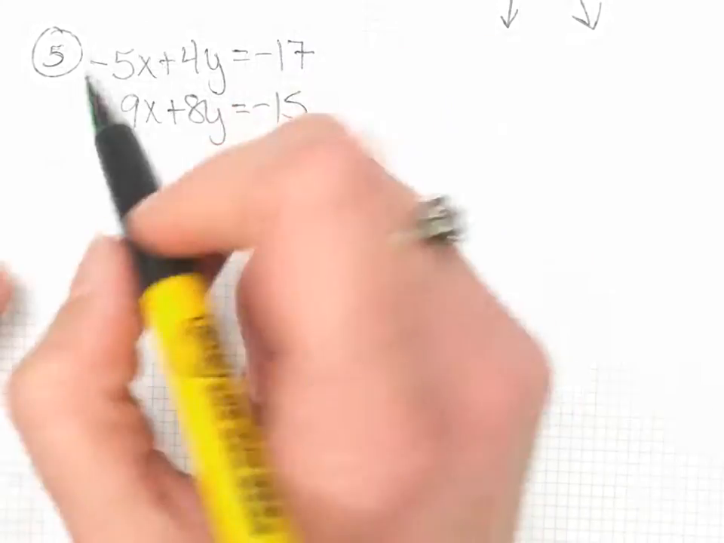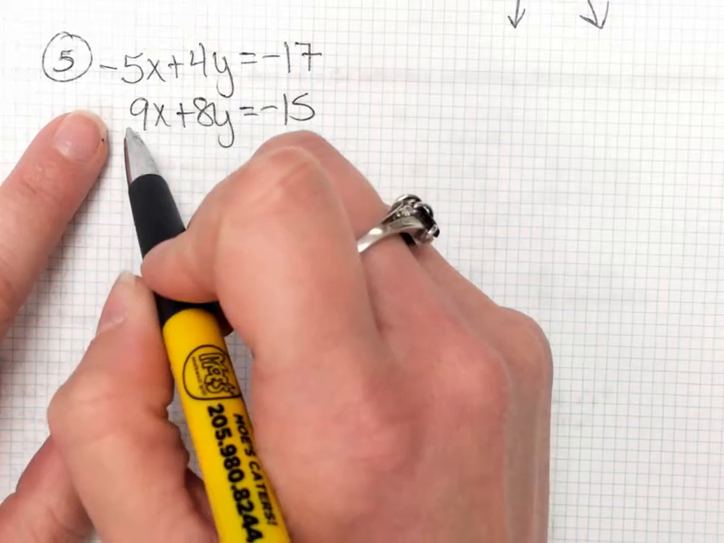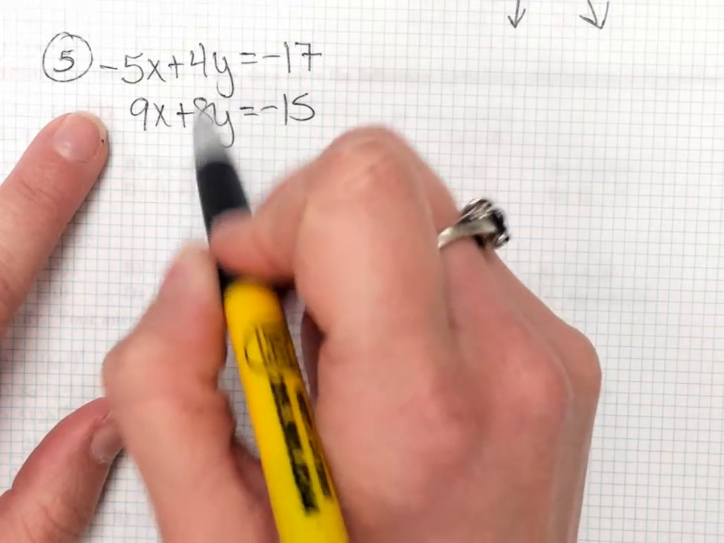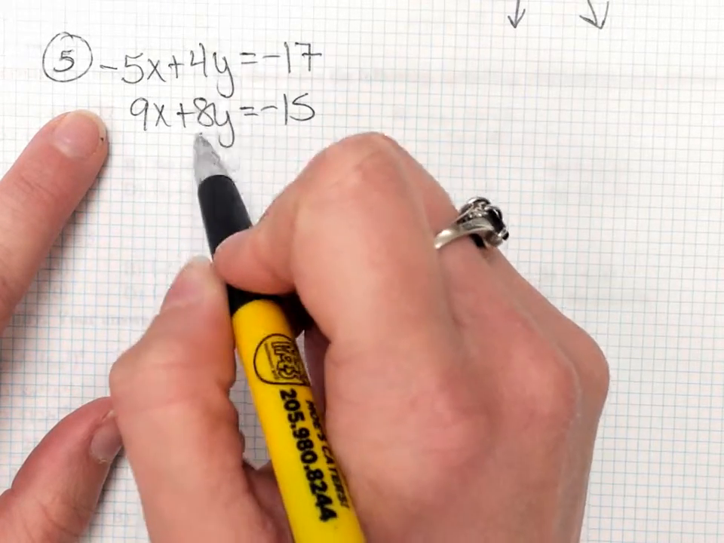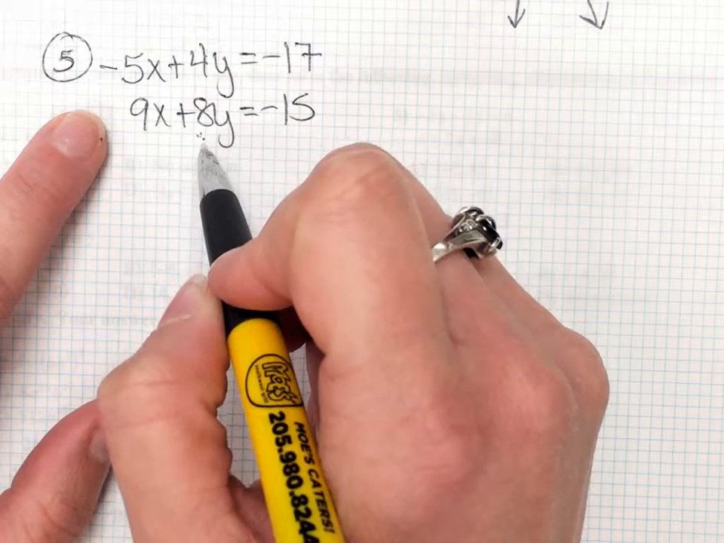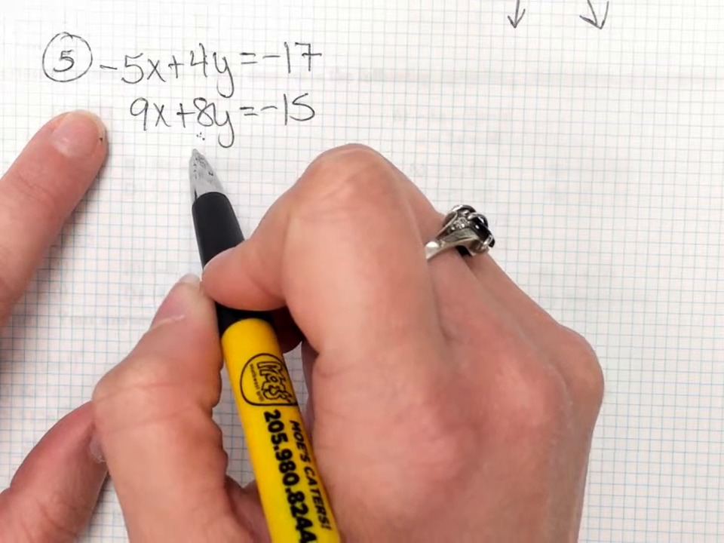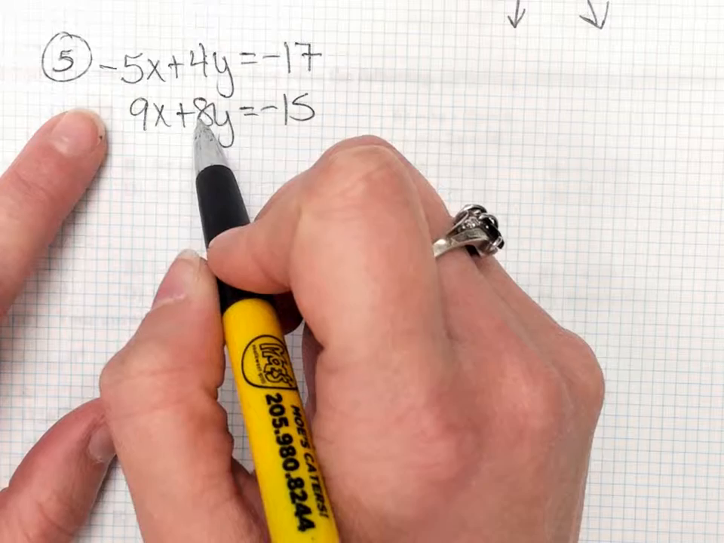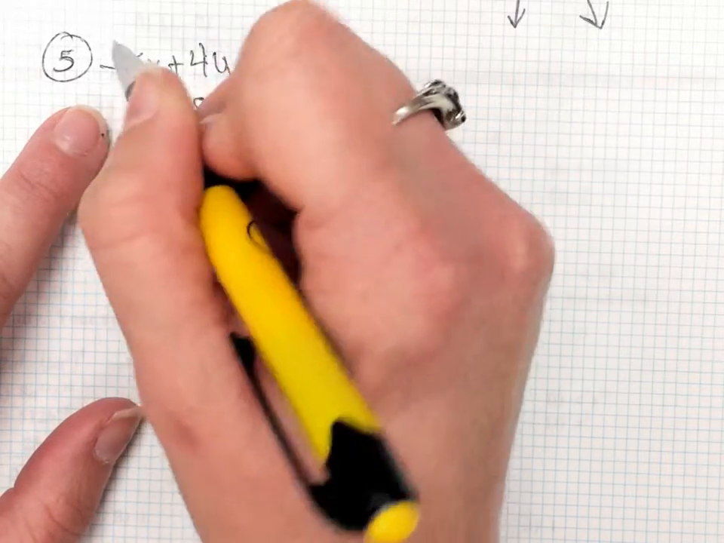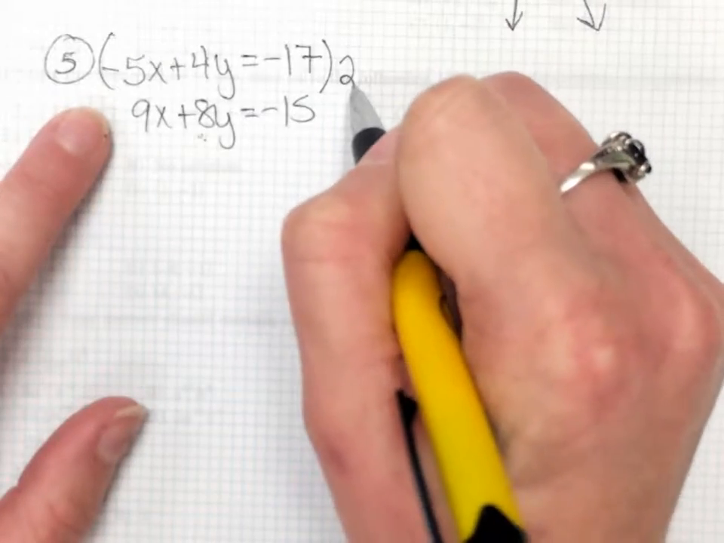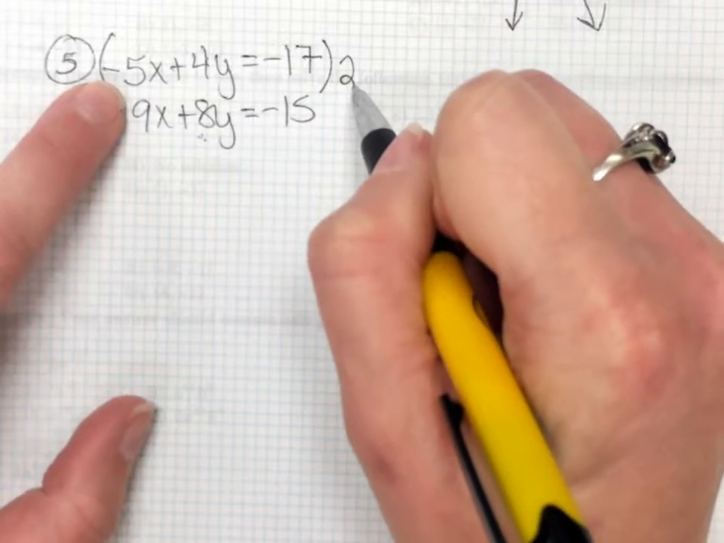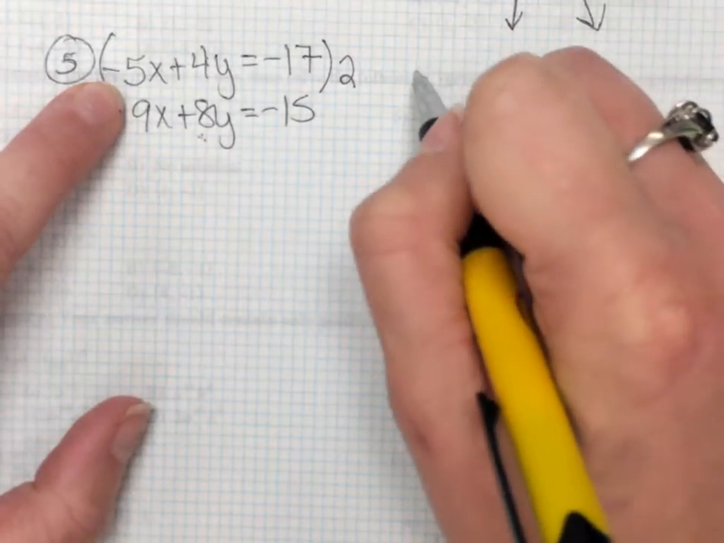Alright, same letter. So, can I get 9 and 5 to be the same? No. Or can I get 4 and 8? 4 and 8. How do I get 4 and 8 to be the same? Dividing? No, I want to multiply. Which one? The 4. What do I need to multiply the 4 by to be 8? 2. There you go. Alright, so what's 2 times negative 5?